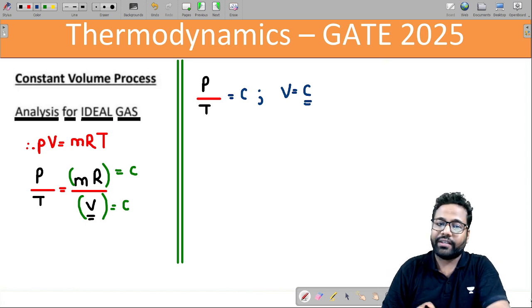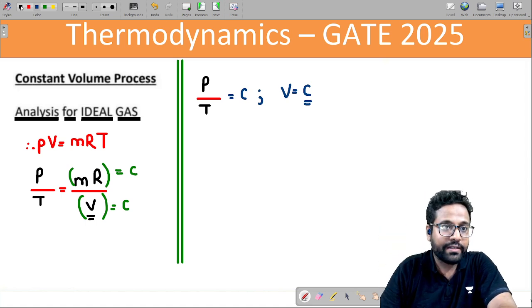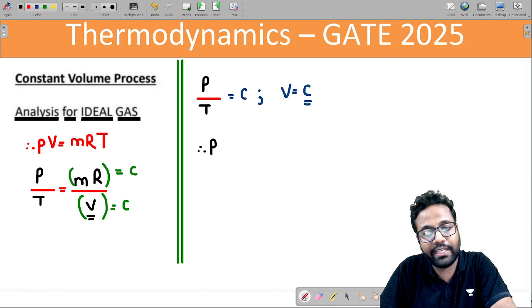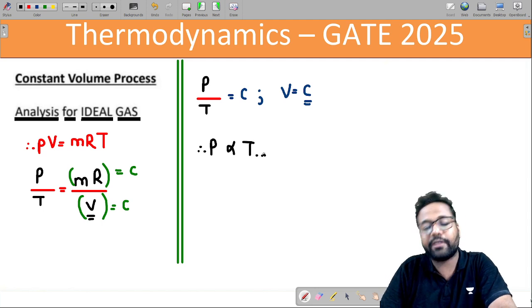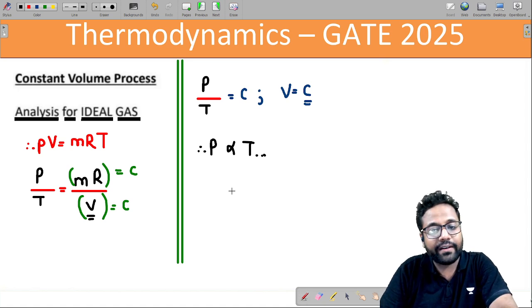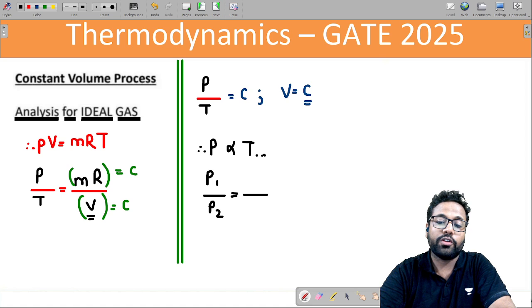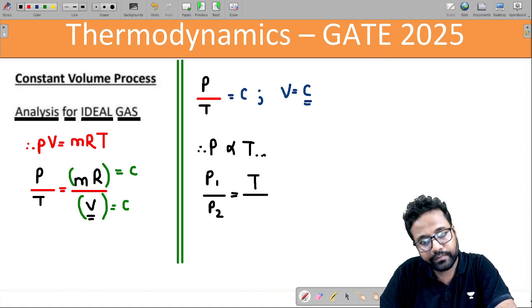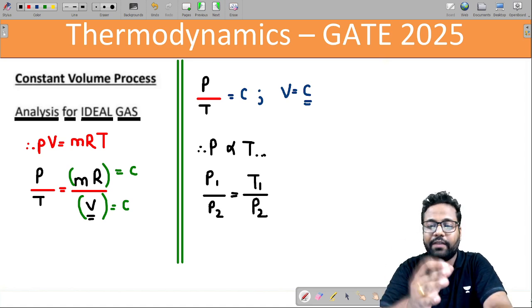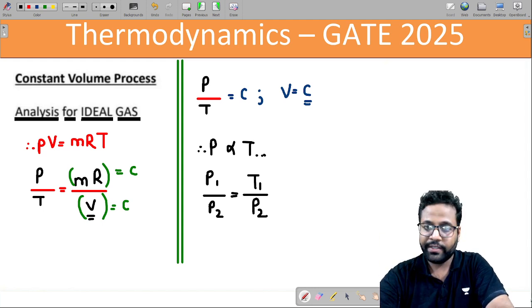For a given mass of an ideal gas undergoing an isochoric process, we can say that absolute pressure P is directly proportional to absolute temperature. And if I want to write this in terms of state 1 to state 2, I can write this as P1 upon T1 will be equal to P2 upon T2. You can rearrange the terms and understand this properly.